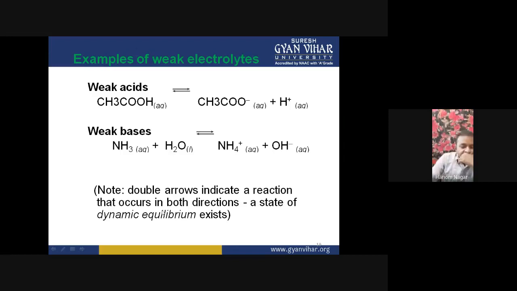So note, double arrows indicate a reaction that occurs in both directions. A state of dynamic equilibrium exists. Okay, so here the double arrow in both directions denotes the dynamic equilibrium. There is dynamic equilibrium between reactant and product, and the reaction proceeds in both the directions.